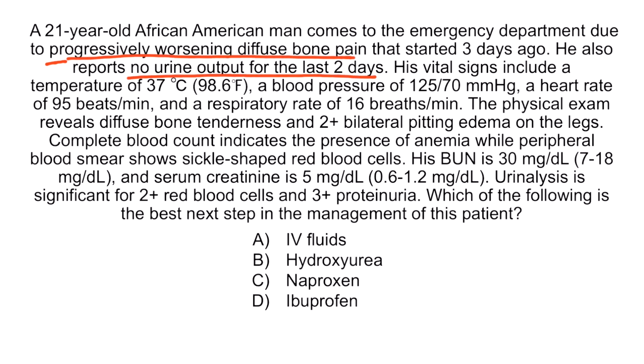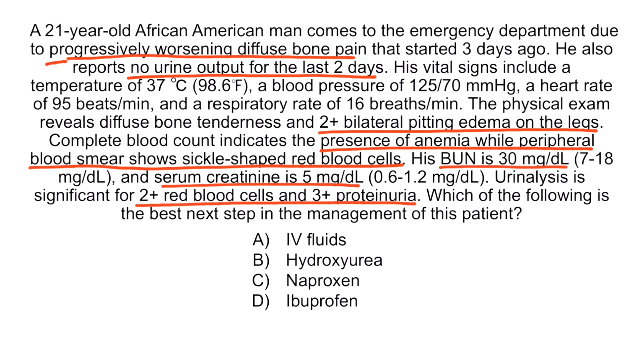This African-American patient presents with progressively worsening diffuse bone pain, no urine output for the last 2 days, and 2+ bilateral pitting edema on the legs. Complete blood count indicates the presence of anemia, while peripheral blood smear shows sickle-shaped red blood cells. All these findings are consistent with sickle cell crisis due to sickle cell disease. His BUN is 30 and creatinine is 5. Urinalysis is significant for 2+ red blood cells and 3+ proteinuria.